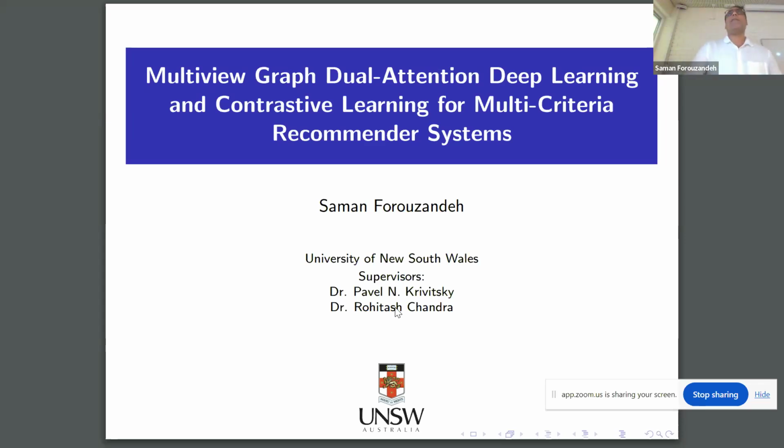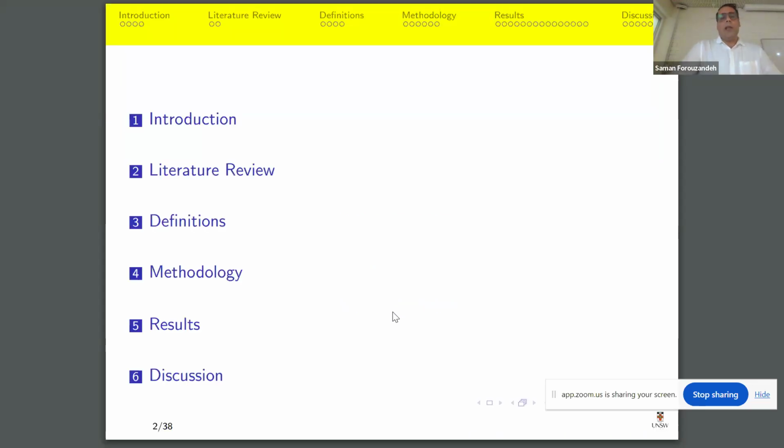Hello, everyone. My PhD thesis is on multiview graph dual attention deep learning and contrastive learning for multi-criteria recommender systems. The outline includes the introduction, literature review, definitions, methodology, results, and discussions.